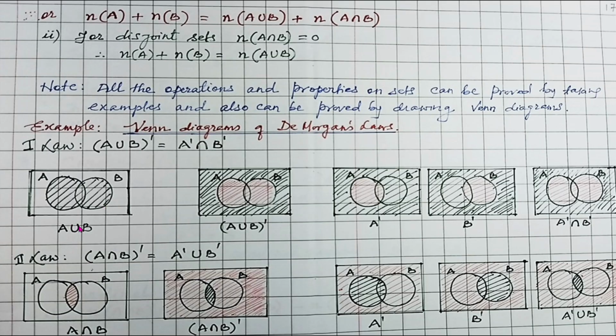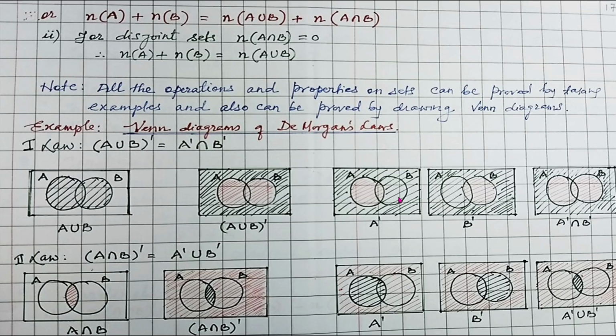Now the complement of A union B would be shading, leaving the two circles. So I left the two circles, and I have shaded outside the two circles. That represents the complement of A union B. Purposely I have used two colors here, the red color and the black. The red color is the circles and the outside is the black. So the black shaded region represents (A union B) complement, that means the complement of A union B.